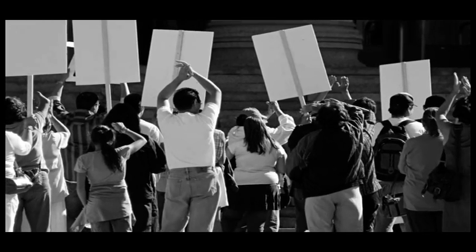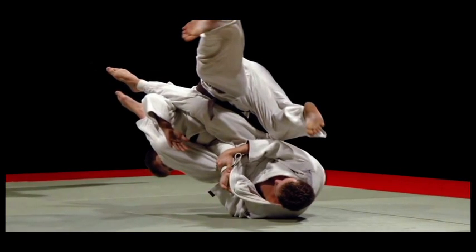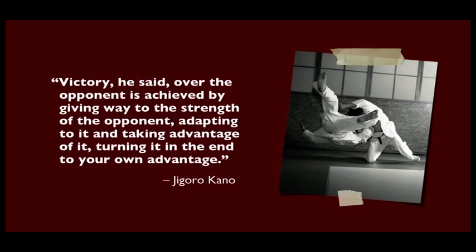So what about the issue of presenting under fire? You're in a situation where there's a lot of pushback from the audience, or maybe they're sort of pushing you and disagreeing with you in a kind of aggressive fashion. So how should you deal with that? Well, once again, we can take something from the world of judo. Jigoro Kano had this to say about dealing with an opponent. Victory, he says, over the opponent is achieved by giving way to the strength of the opponent, adapting to it, and taking advantage of it, turning it in the end to your own advantage.